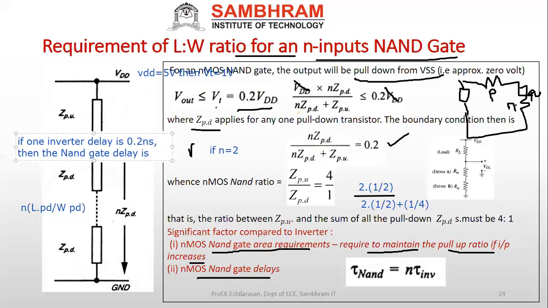Say for example, a 3 input NAND gate. 3 is nothing but 3 times your inverter. It's nothing but 0.6 nanosecond. It's very simple. That is why it is very important. We can calculate in this way also. So that is the requirement of L:W ratio for N inputs.